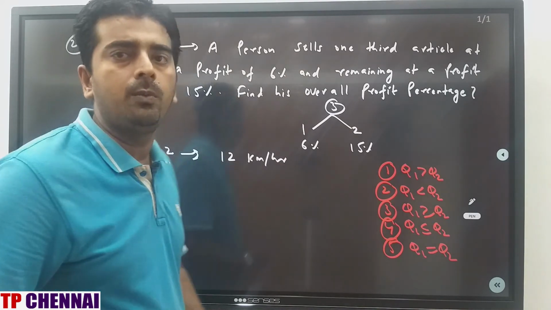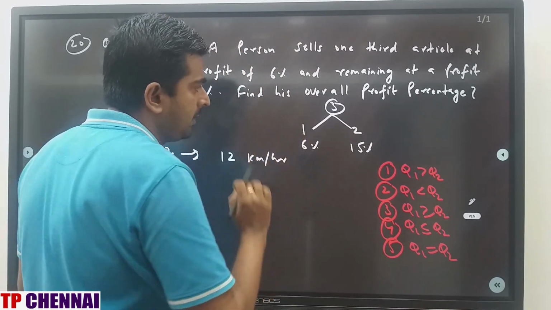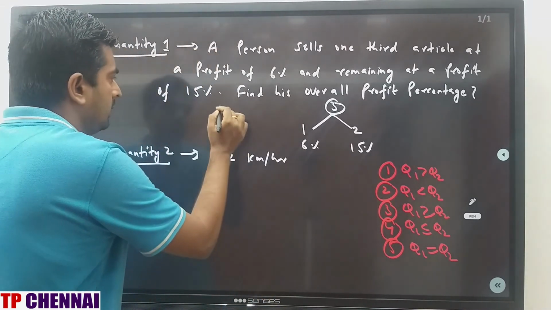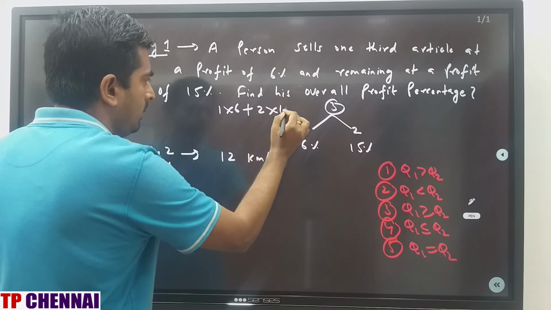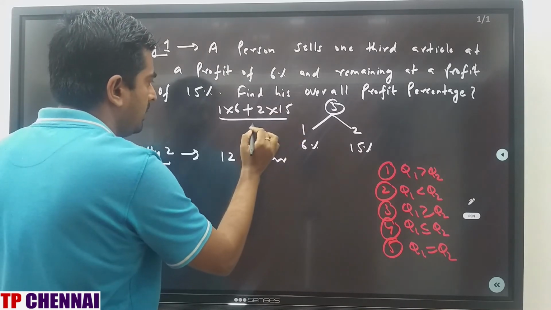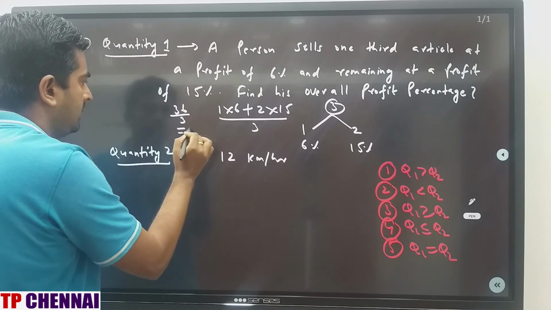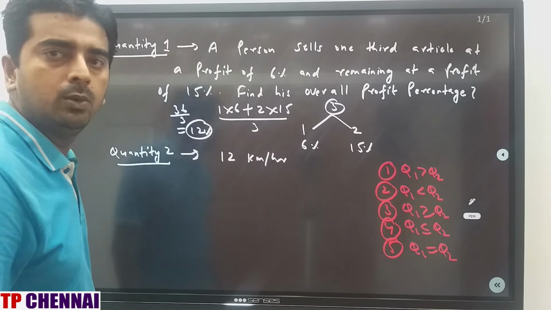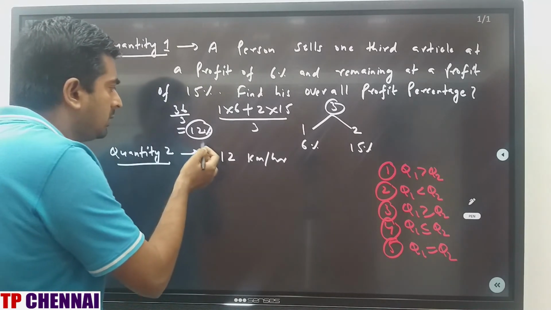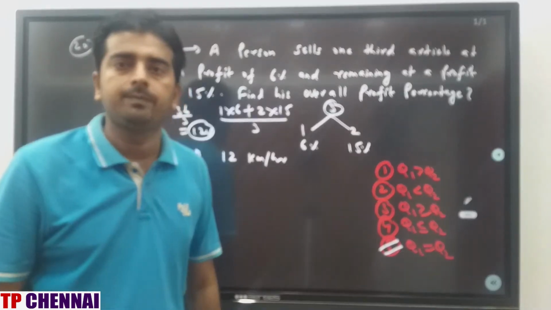So I can directly follow weighted average concept here. That means N1 A1 plus N2 A2 divided by N1 plus N2. So 1 into 6 plus 2 into 15 divided by 2 plus 1, 3. 6 plus 30, 36 by 3. What is the answer? 12%. And quantity 2, what they have given you? 12 km per hour. So Q1 is equal to Q2. My answer is fifth option.